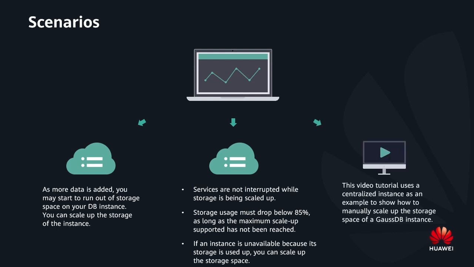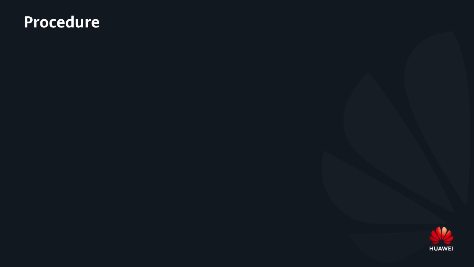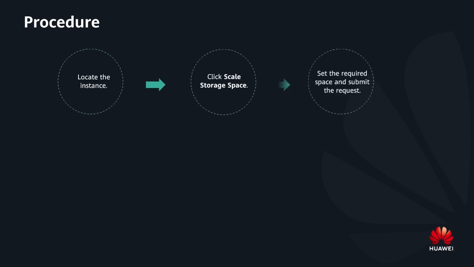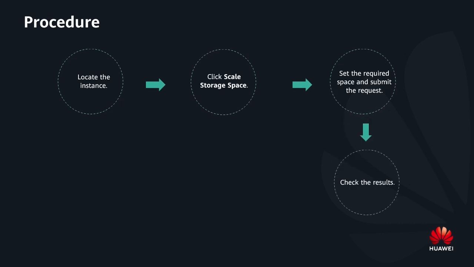This video tutorial uses a centralized instance as an example to show how to manually scale up the storage of a GaussDB instance. The process is as follows. Step 1. Locate the instance. Step 2. Click Scale Storage Space. Step 3. Set the required space and submit the request. Step 4. Check the results.